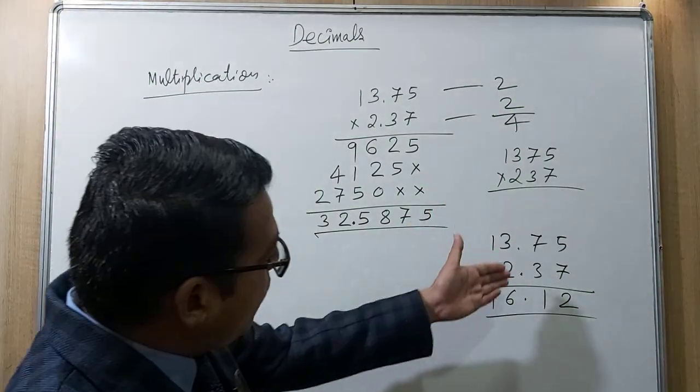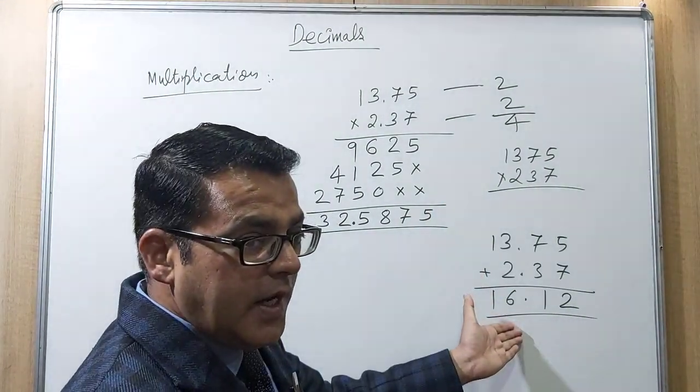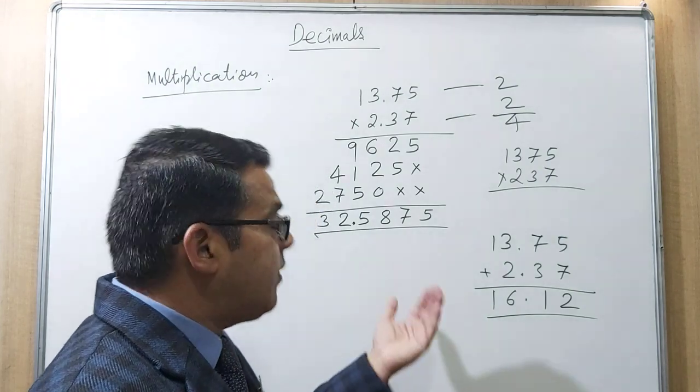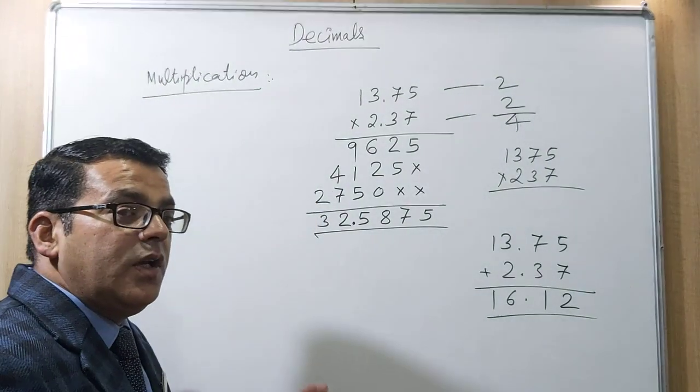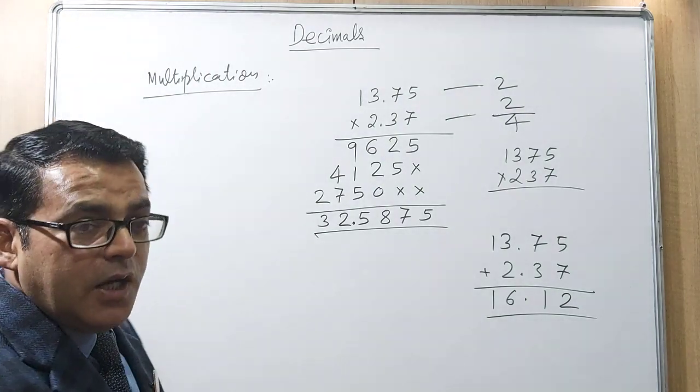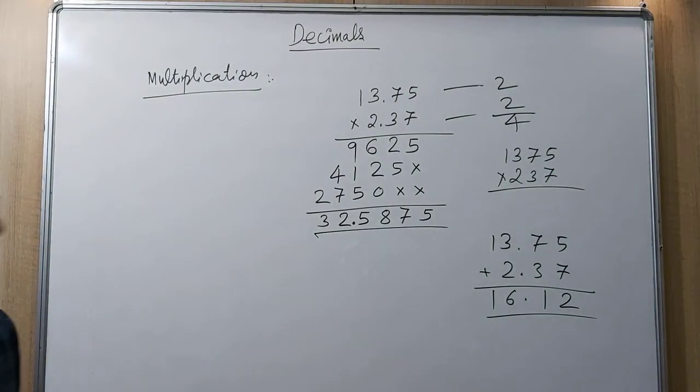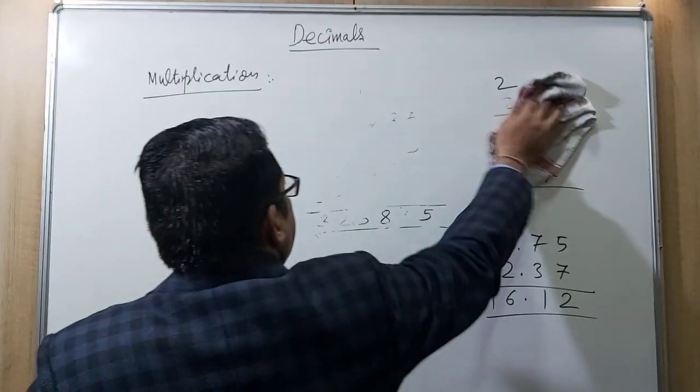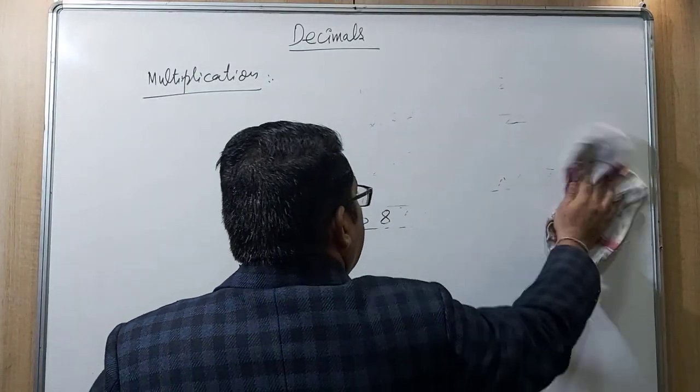So the decimal point we can write in the same row in addition and in subtraction also. But in multiplication we need to count how many places are there after the decimal point. Hope you understand now with this example. One more example, one more question I am solving here.